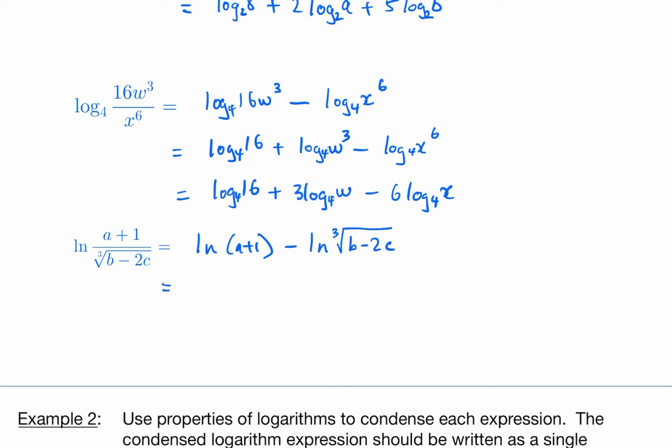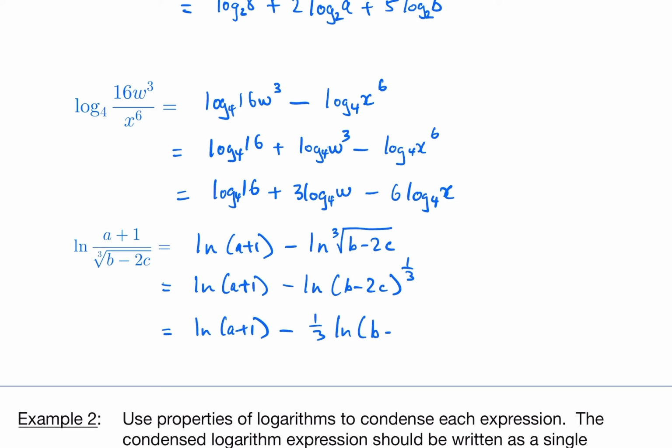All right, and then this breaks out to natural log of a plus 1. Nothing changes there, but we're going to go ahead and rewrite this natural log as b minus 2c to the 1/3 power. Now what we can do is move this power up to the front, and so this becomes natural log of a plus 1 minus 1/3 natural log of b minus 2c.